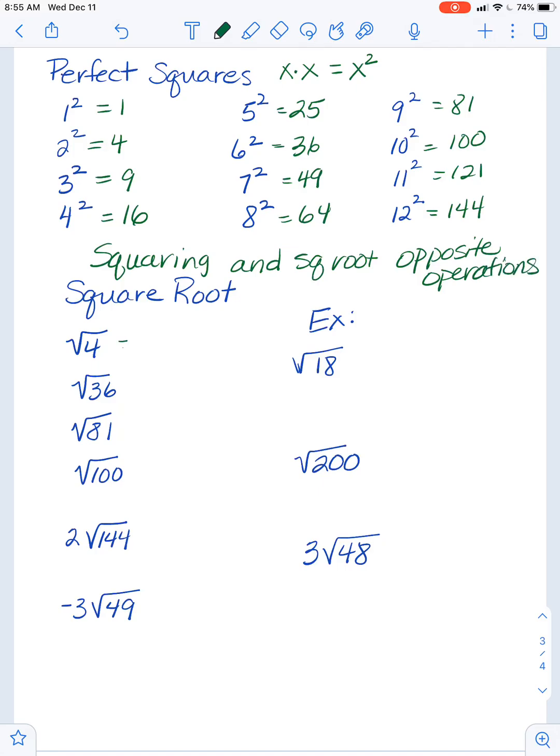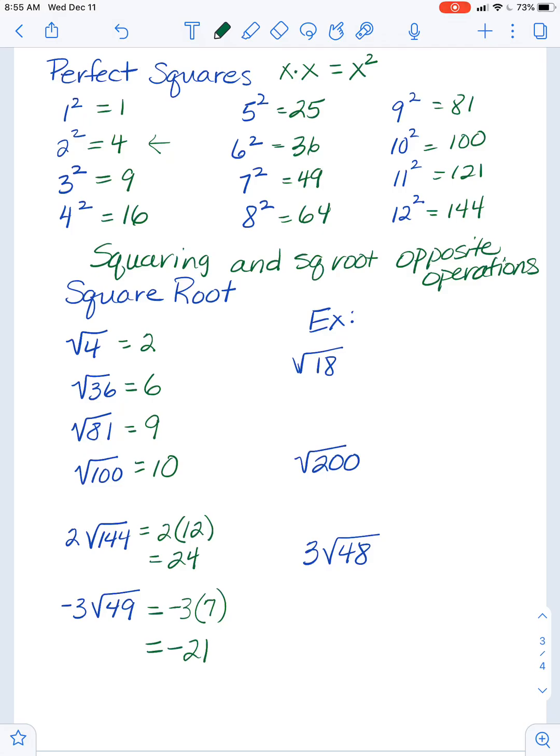Okay, so the square root of 4, when I look up here, is 2. In other words, what did I square to get 4? The square root of 36 is 6, single number. Square root of 81 is 9. Square root of 100 is 10. If you have a number multiplied out in front, the square root of 144 is 12, so 2 times 12 would be 24. If you have a negative, it's still the same thing. Square root of 49 is 7, so I would get a negative 21.